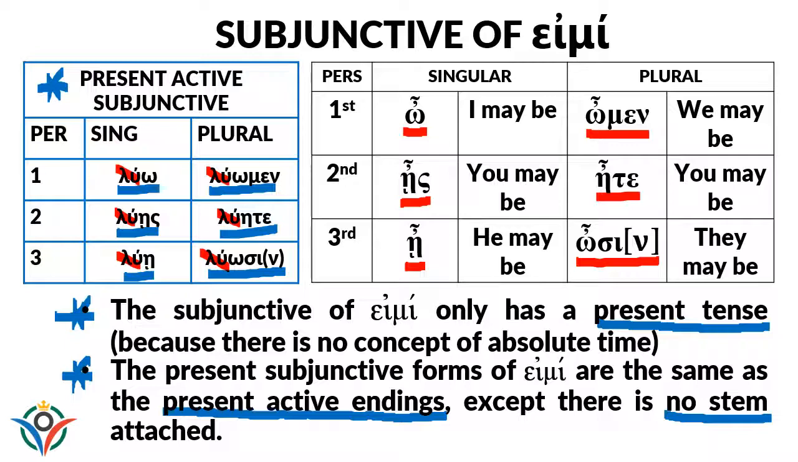Regarding their translation, we would translate ō as I may be. Remember that this is a general translation guideline, and depending on the context, you might have to use words such as might, should, would, etc. The second person singular, ēis, you may be. Ēi, he may be. Ōmen, we may be. Ēte, you may be. And finally, ōsin, they may be.